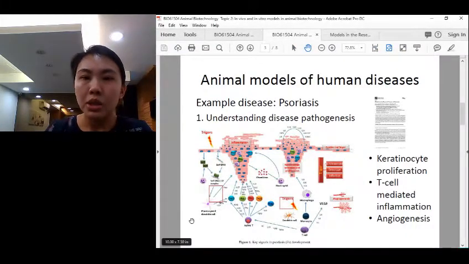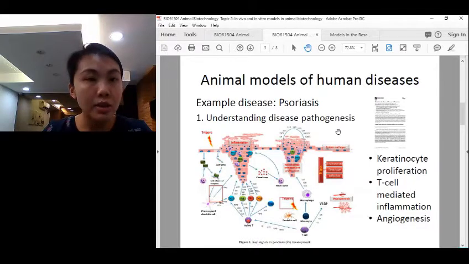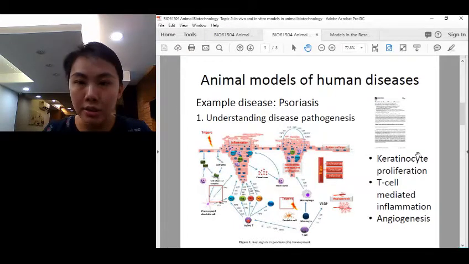So you will need to understand how the disease pathogenesis occurs. For example, for psoriasis, it would involve keratinocyte proliferation, and it will also involve immune cell inflammation as well as angiogenesis. So you might want to go through the paper to understand how the disease is being modeled.